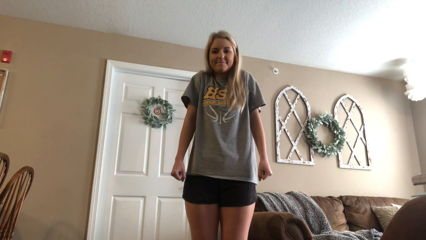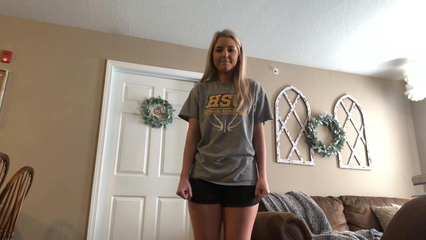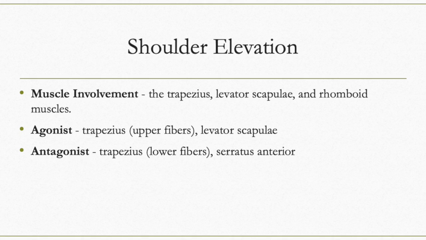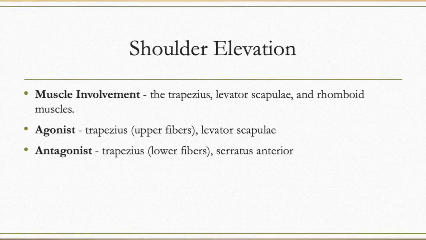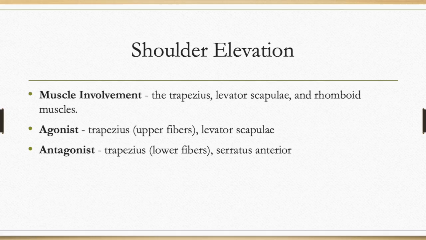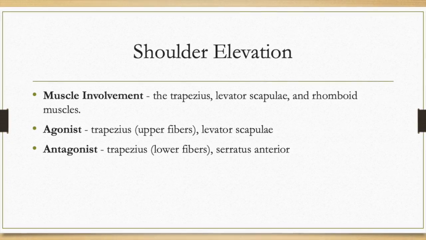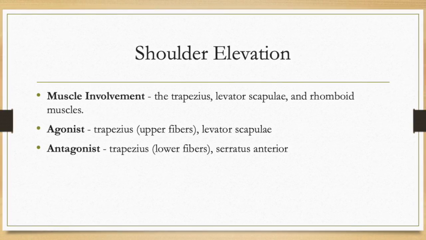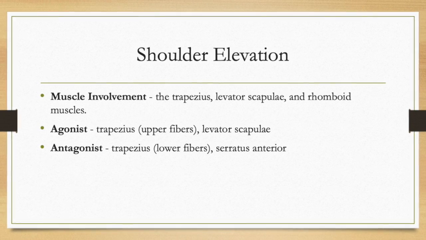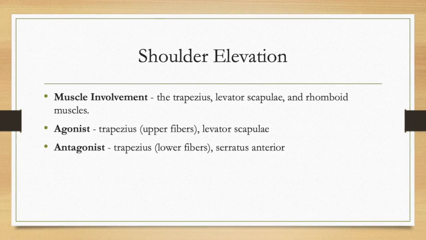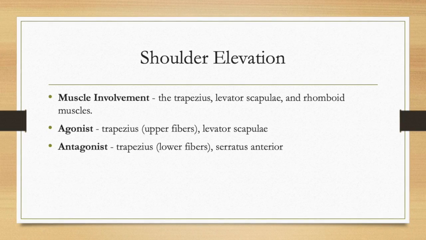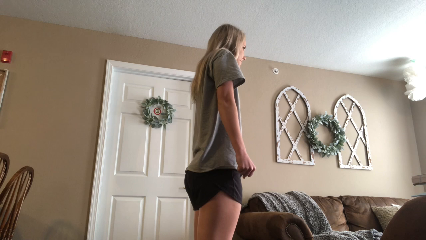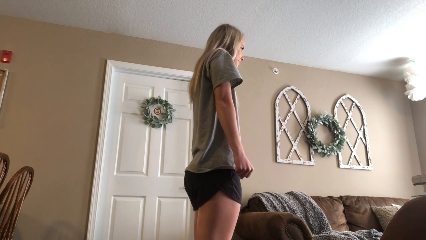The first movement is shoulder elevation. Shoulder elevation's muscle involvement is the trapezius, the levator scapulae, and the rhomboid muscles. The agonist is the upper trapezius and the levator scapulae, and the antagonist is the lower trapezius and the serratus anterior. Again, shoulder elevation is just where you're bringing your shoulders up in a shrug.